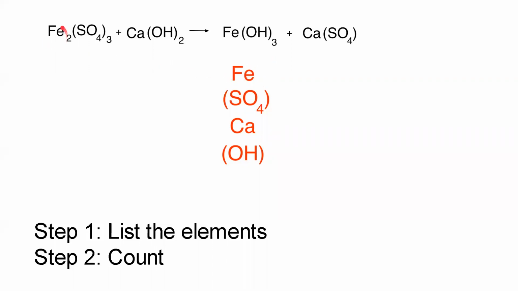How many Fe's are there? There's 2. How many SO4s are there? There's 3. Ca, 1. OH, 2. I trust that you guys can count the rest. How many Fe's are on the right? 1. SO4 right here, there's 1. Ca, there's 1. And OH, there's 3. So in order to balance them, you see there's a 2 and a 3 here, so you use the 2-3 rule. Add a 3 on the right and the 2 on the left.